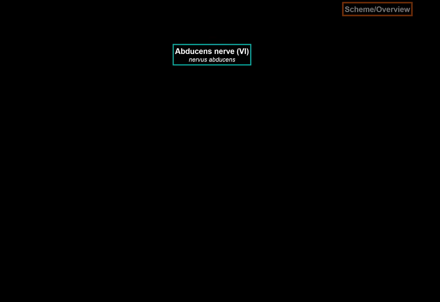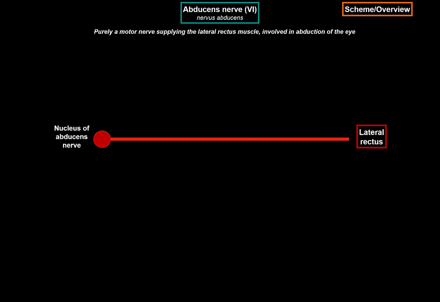Let's do the abducent nerve. Alright, so the abducent nerve is a purely motor nerve, supplying the lateral rectus muscle involved in abduction of the eye. It starts off with the nucleus of the abducent nerve in the pons, which gives off motor fibers. The nerve will travel through the junction between the medulla and pons.